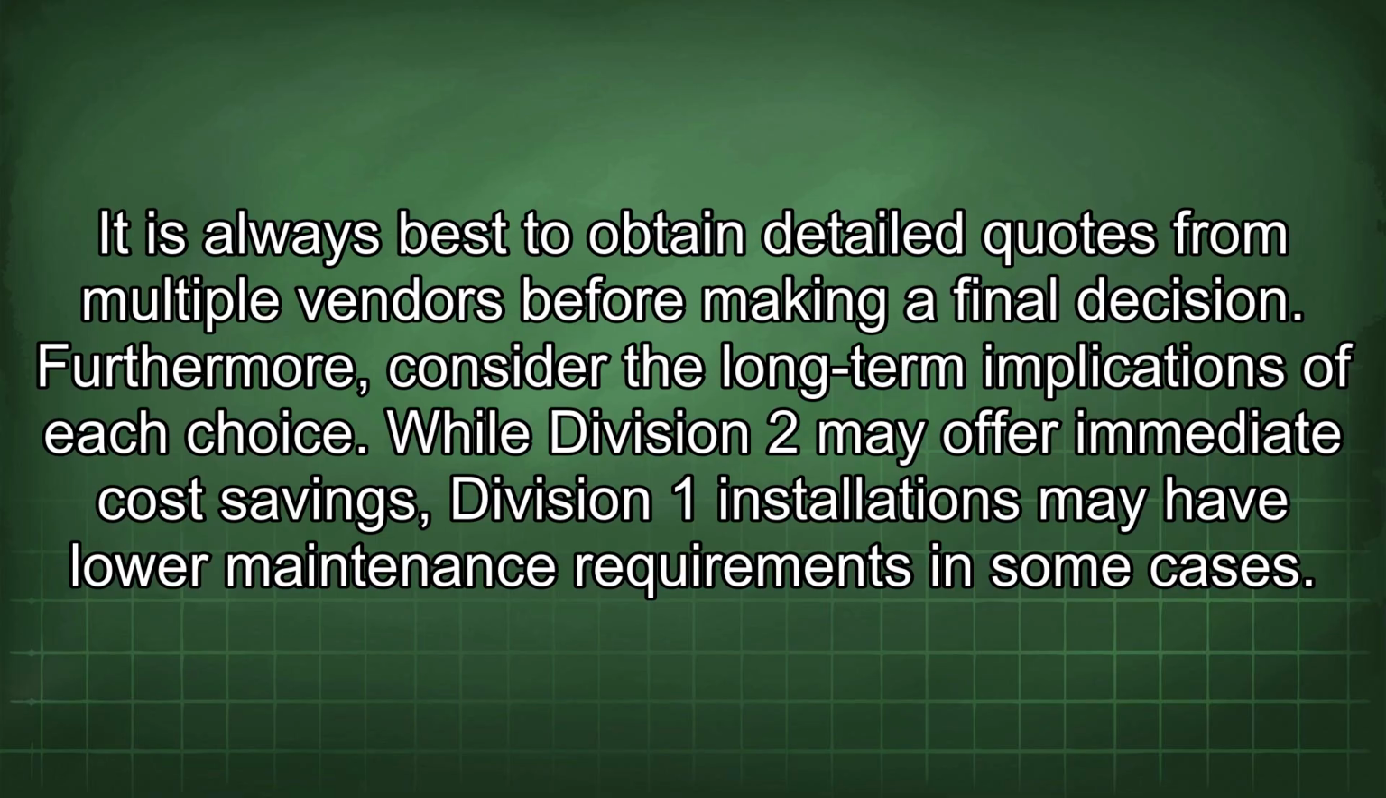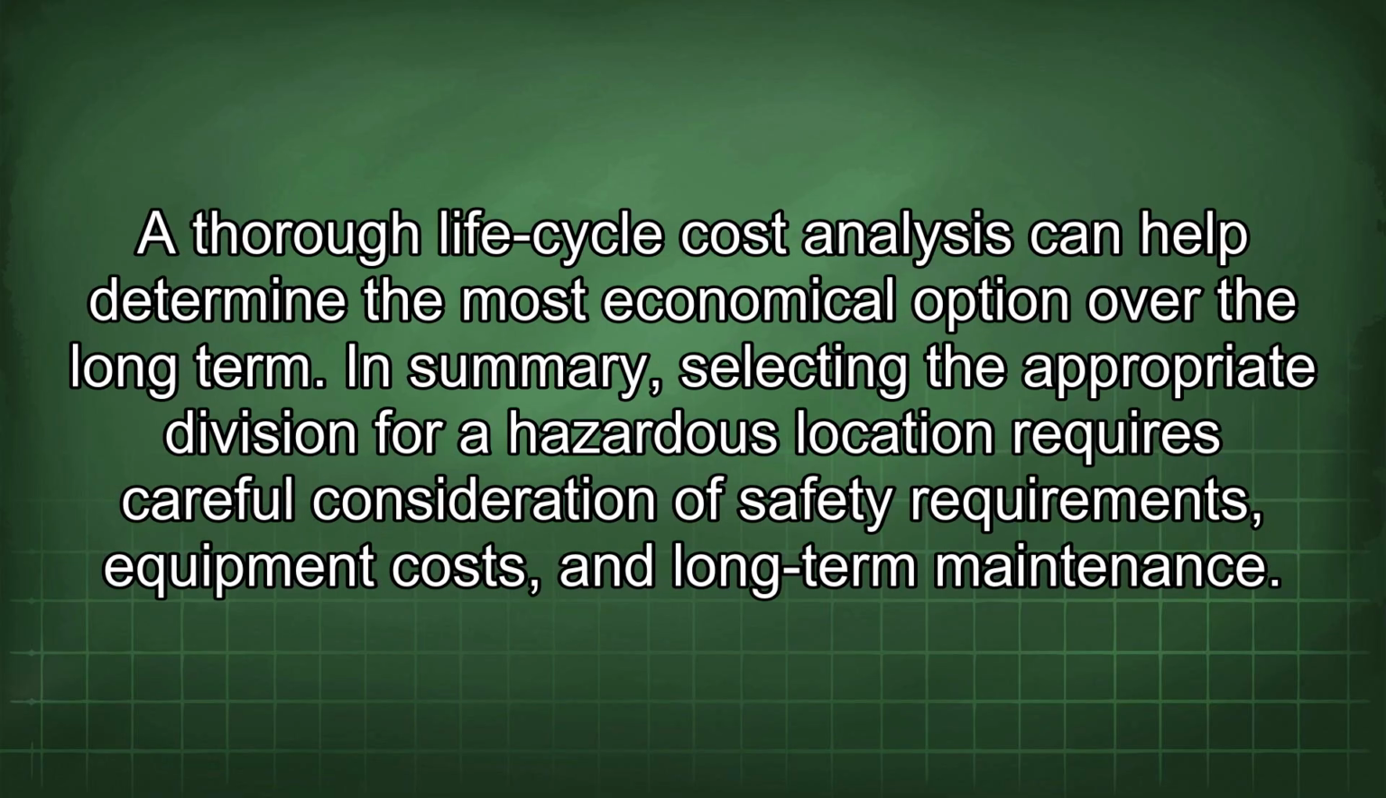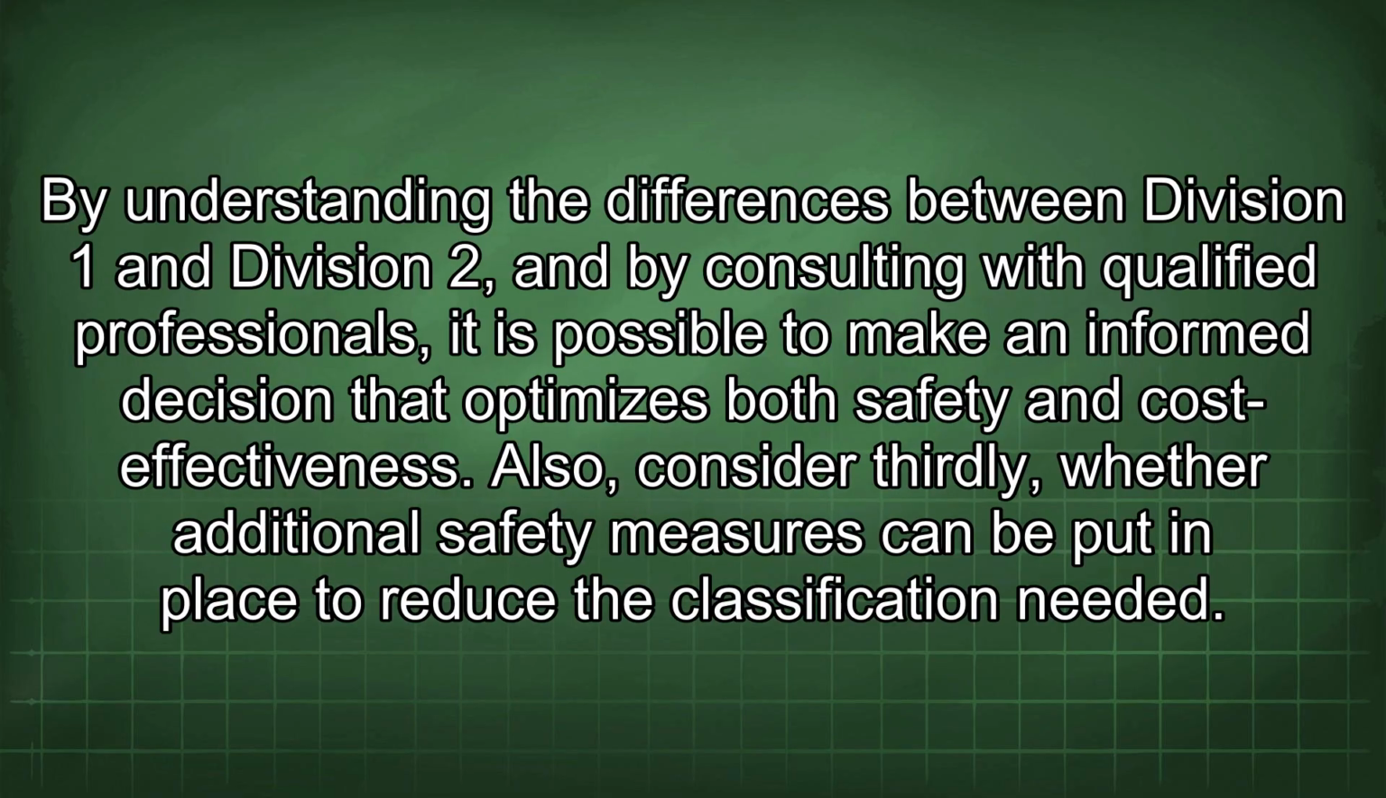Furthermore, consider the long-term implications of each choice. While Division 2 may offer immediate cost savings, Division 1 installations may have low maintenance requirements in some cases. A thorough life cycle cost analysis can help determine the most economical option over the long term. In summary, selecting the appropriate division for a hazardous location requires careful consideration of safety requirements, equipment costs, and long-term maintenance. By understanding the differences between Division 1 and Division 2, and by consulting with qualified professionals, it is possible to make an informed decision that optimizes both safety and cost-effectiveness.